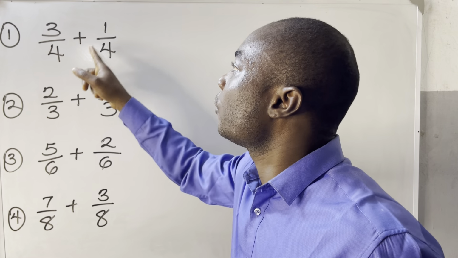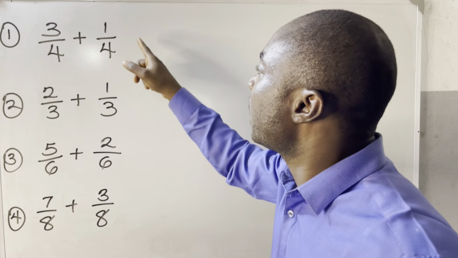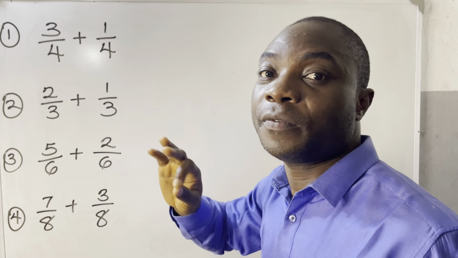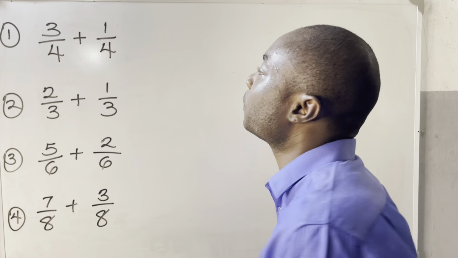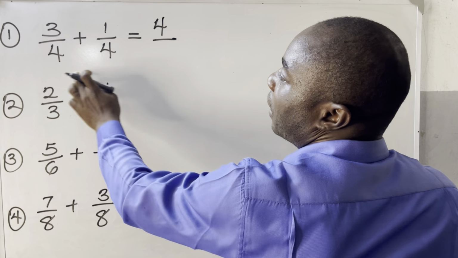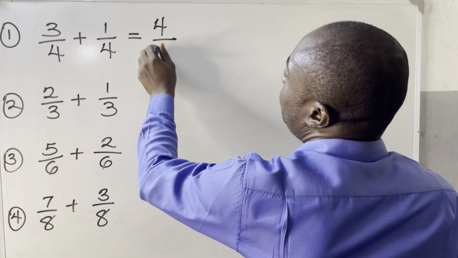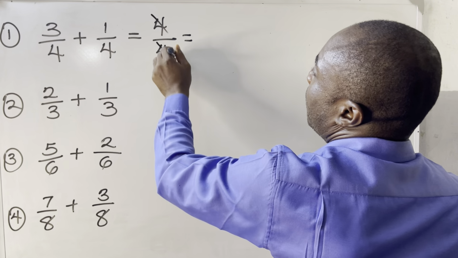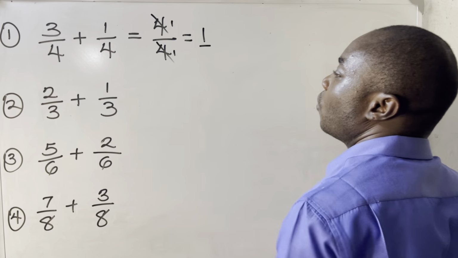3 over 4 plus 1 over 4. If we are to add these two fractions, we can note that the denominators are the same. So if they are the same, what we do is simple. 3 plus 1 is 4. We have the same denominators. We just bring out one of the denominators. So 4 divided by 4, we have 1, and our answer is 1.